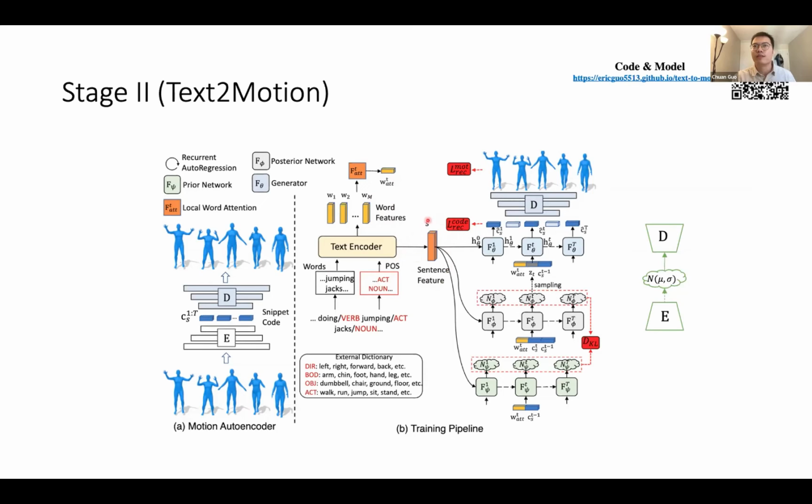So we use this sentence feature to initialize 3 recurrent networks. And if we just look at one single step, we could find that.